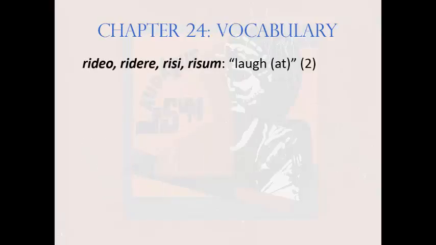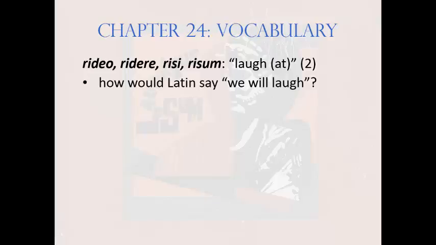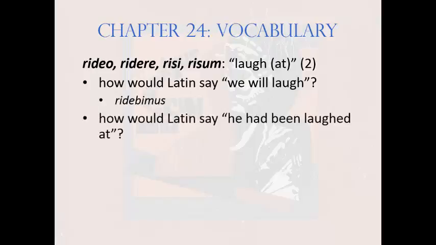And the final word in this ridiculously long vocabulary list is rideo, ridere, risi, risum, meaning laugh or laugh at. It's a second conjugation verb. So what's the Latin for we will laugh? How is the future formed in second conjugation? Is it bi or e? It's bi. So the answer is ridebimus. Now make that third person singular pluperfect passive, masculine.